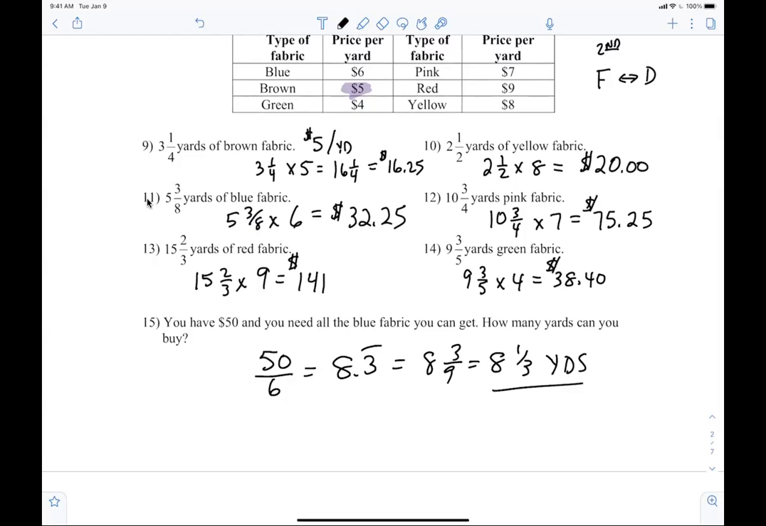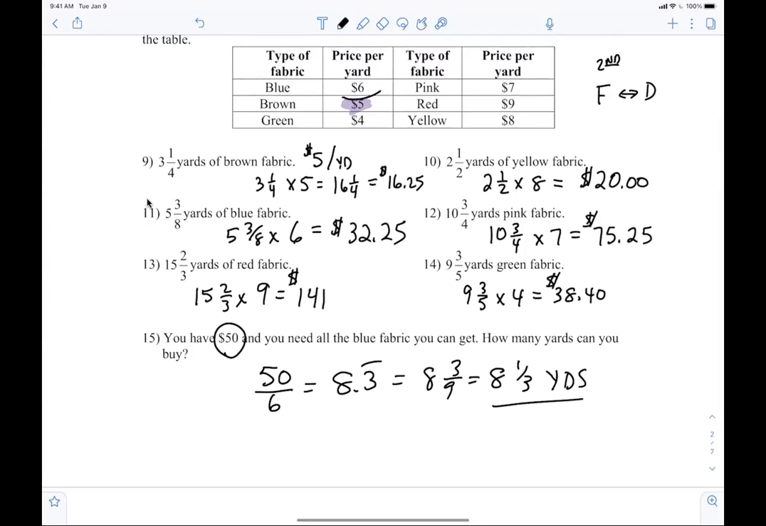8 1/3 yards. Now look, don't write 8 1/3 down. Do it yourself. I thought wouldn't you multiply? No, because we're trying to find how many yards this time. We gave a total of $50 and blue costs $6. So you take 50 and divide it by 6, that'll tell you how many yards you can buy. You with me on this?